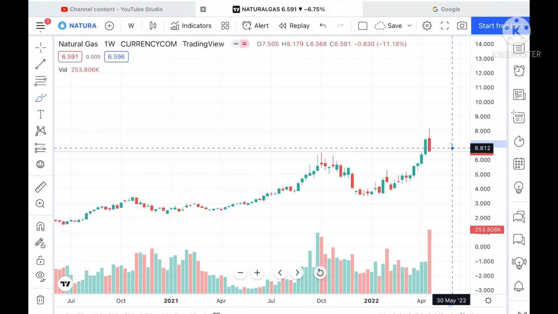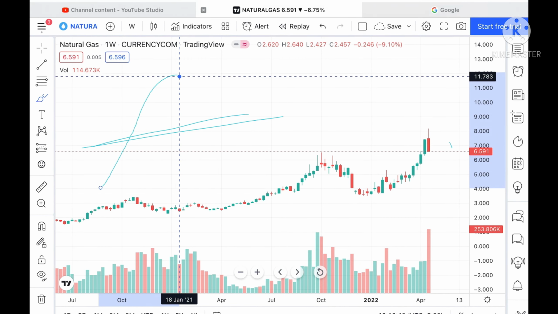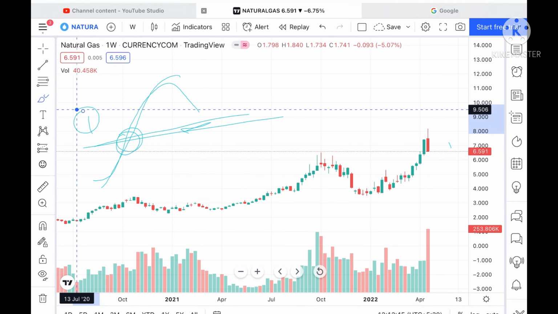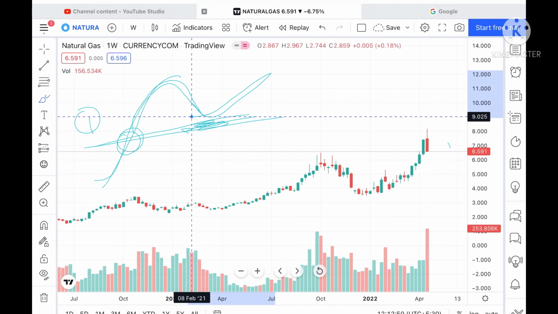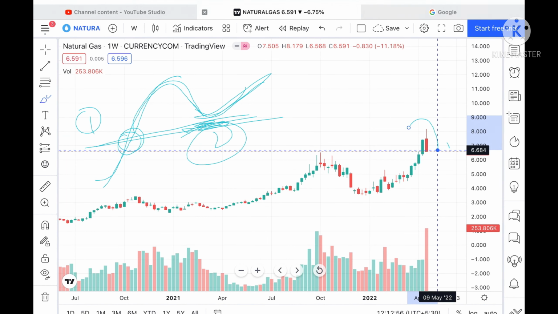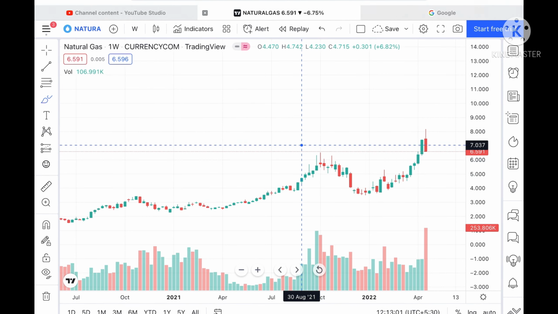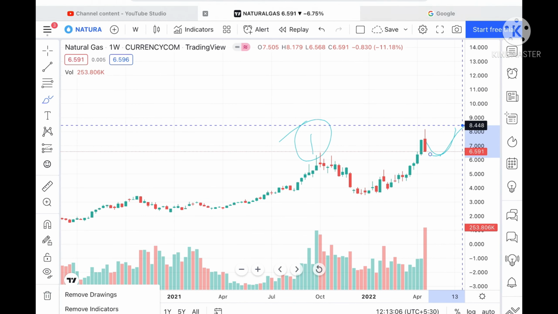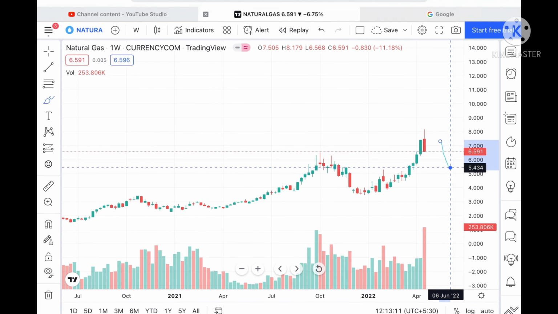Now we can see a pattern is forming. You have to understand something: if a resistance is broken to the upside and then the price moves down to it, it becomes a strong support. We have seen a bounce back at this same level, and this is the strong support. Previously it was a strong resistance, now it is a strong support, so keep this in mind. We can see a pullback from this particular level. If the price sustains this level, it is trading at around 6.91.